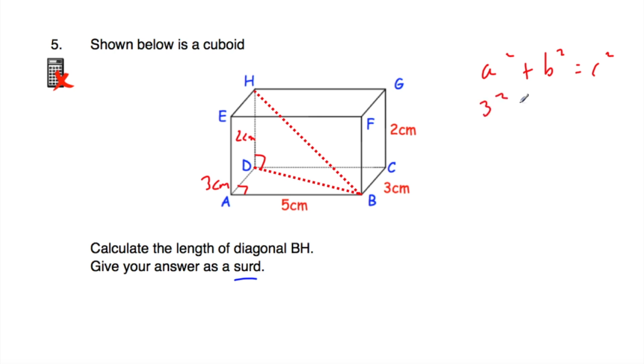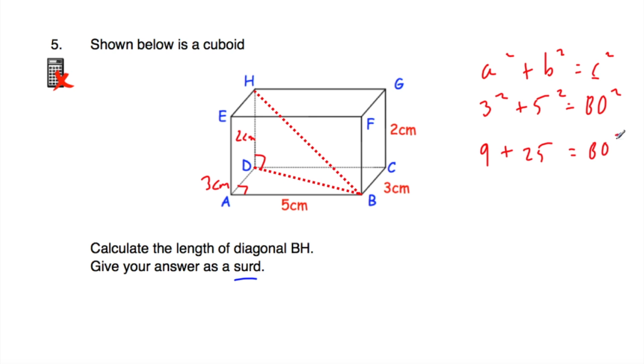So 3 squared plus 5 squared equals the length of the hypotenuse squared. So that's going to be, in this case, BD. So BD squared, that's the length of the diagonal. Okay, so 3 squared is equal to 9 plus 5 squared is 25, and that's equal to BD squared.